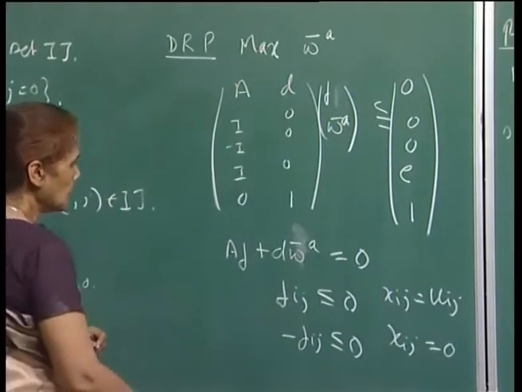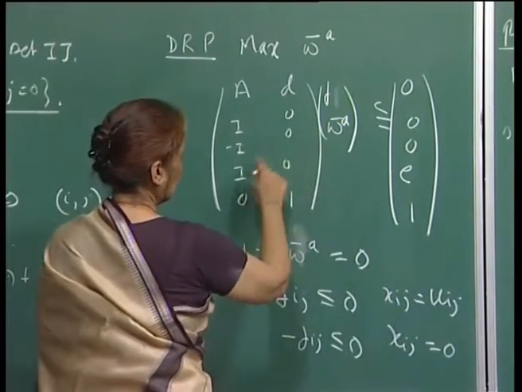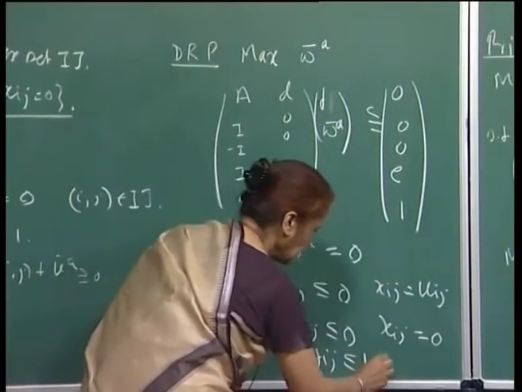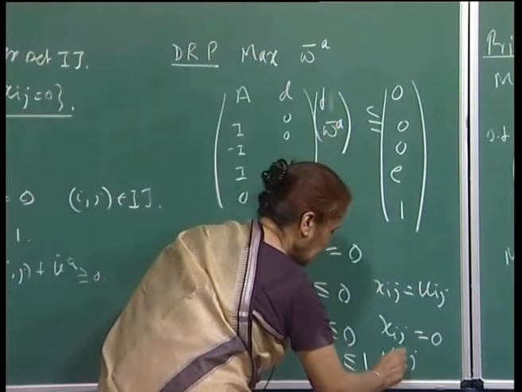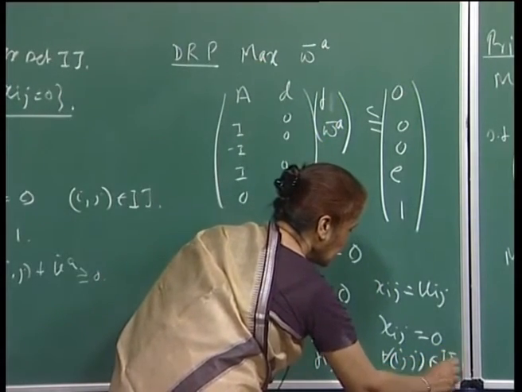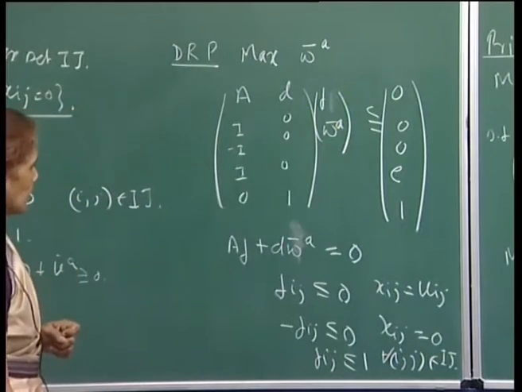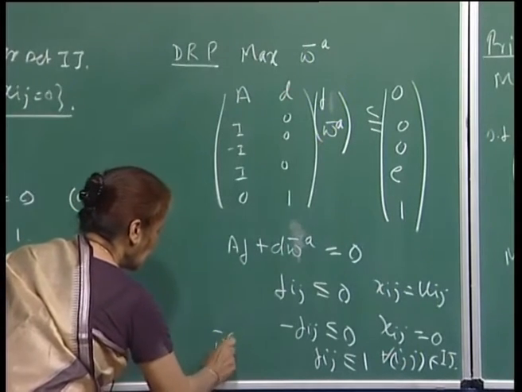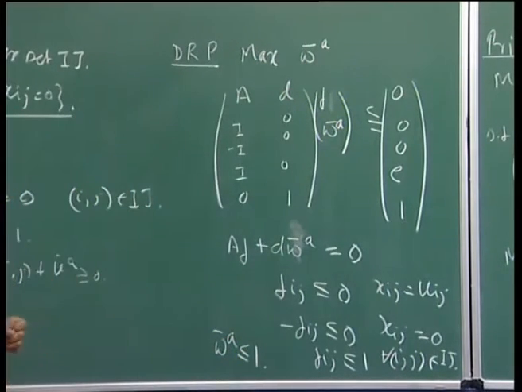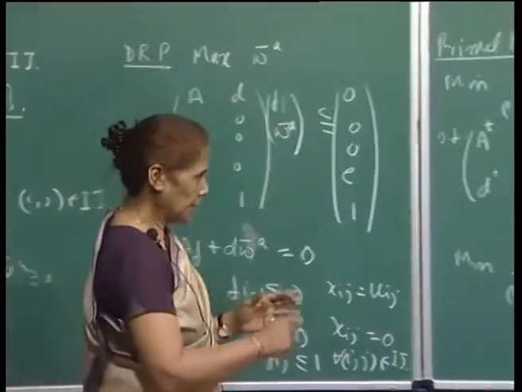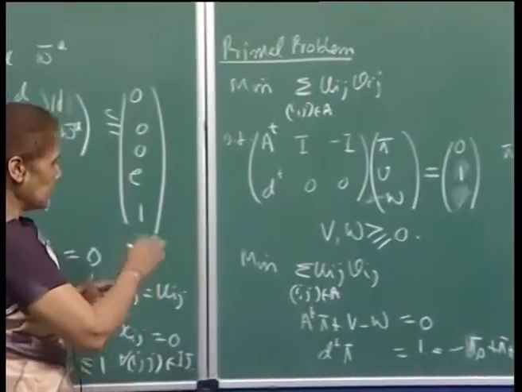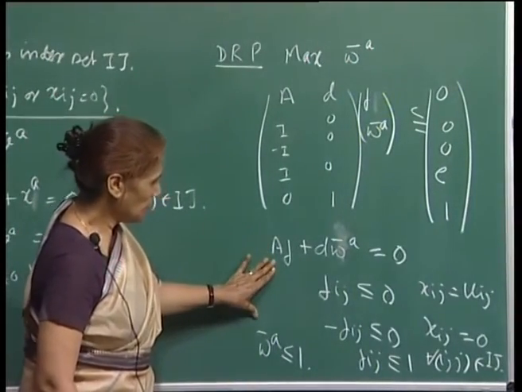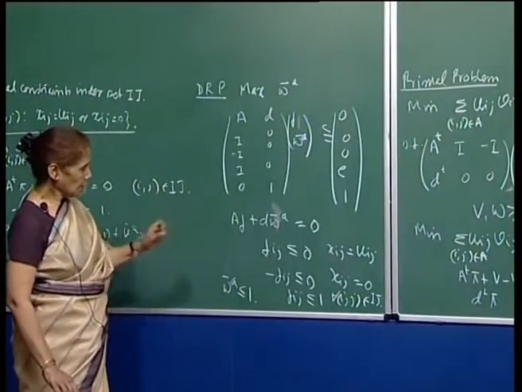Then you are saying from here that your Fij's will be less than or equal to 1 for all ij belonging to the arc set, and then the final constraint is that W bar A is less than or equal to 1. What I will suggest is that you sit down and go through all this formulation very carefully. So, finally, this is the dual of the restricted primal, and see what is happening here.